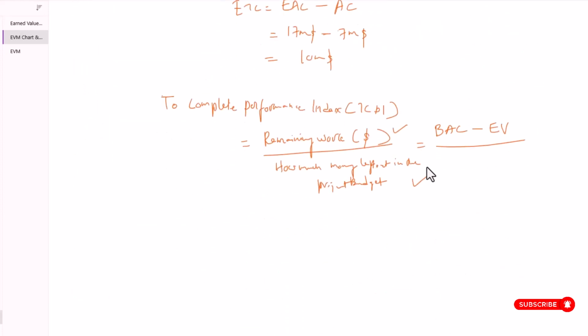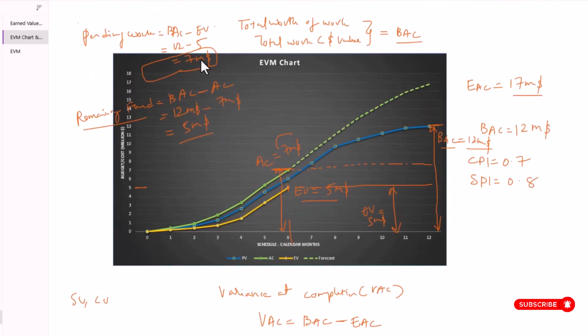So we also found how to calculate the remaining fund. The remaining fund, or how much money is left in your project budget, considering how much money we have spent so far, the AC value, can be represented by this equation, BAC minus AC. So that's about TCPI: remaining work we need to accomplish divided by the remaining budget you have with you. That's all about TCPI. Now let's do the calculation with the found values.